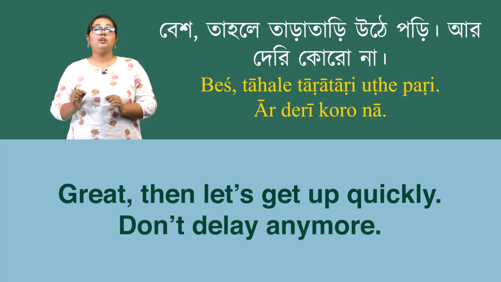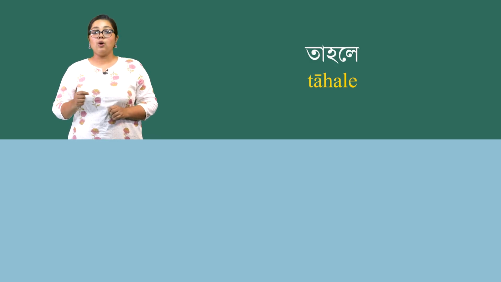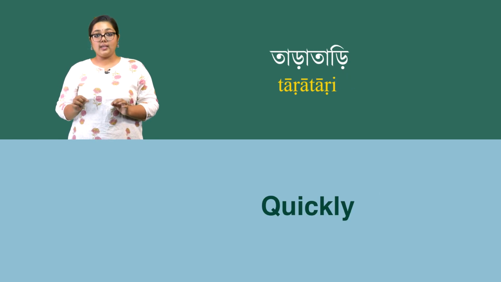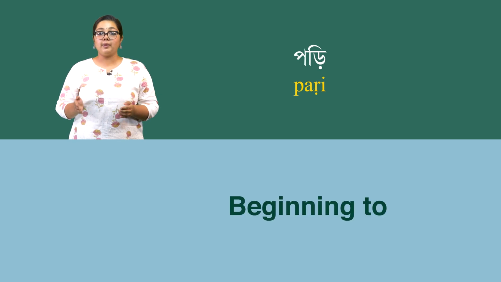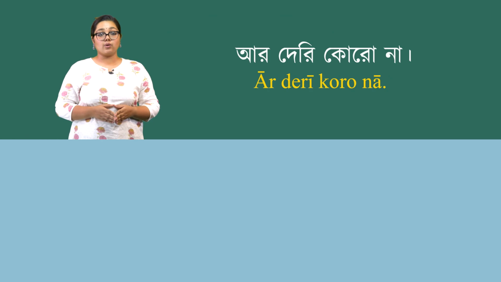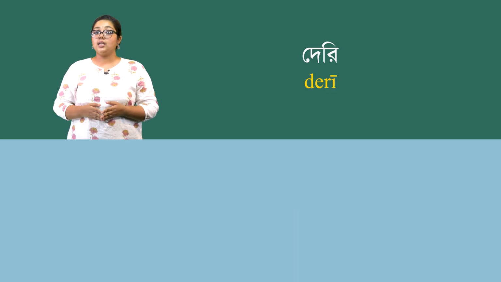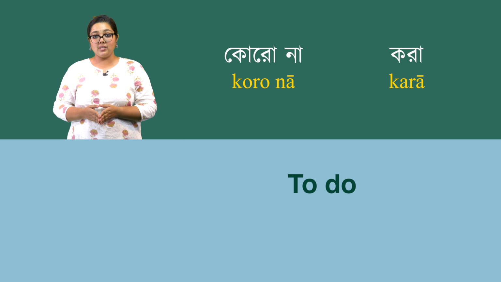Manushi replies, বেশ, তাহলে তাড়াতাড়ি উঠে পড়ি আর দেরি করো না. Here বেশ means fine or all right, and tahole means then or in that case, creating a smooth transition. Taratari means quickly, and uthe pori is a compound verb construction, where uthe means getting up and pori means beginning to, creating the sense of let's get up and go. This use of first person plural imperative, which is in suggestive mode, signals the readiness and action. She then adds ar deri koro na, meaning don't delay anymore, where ar means anymore or further, and deri means delay, and korona is the negative familiar imperative of kora, means to do, which literally means do not delay.